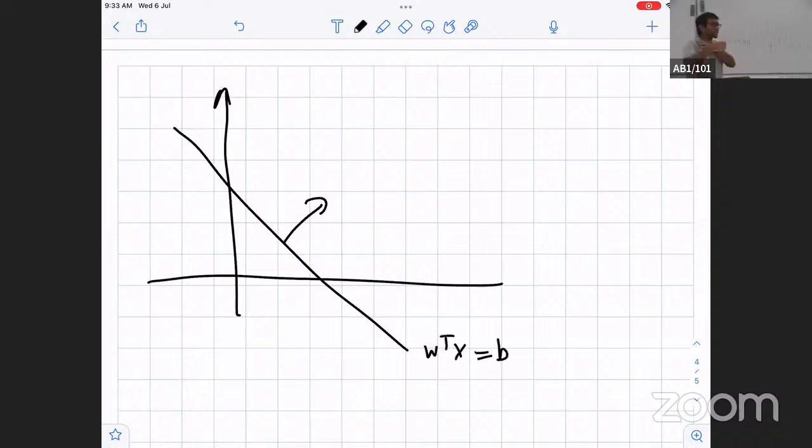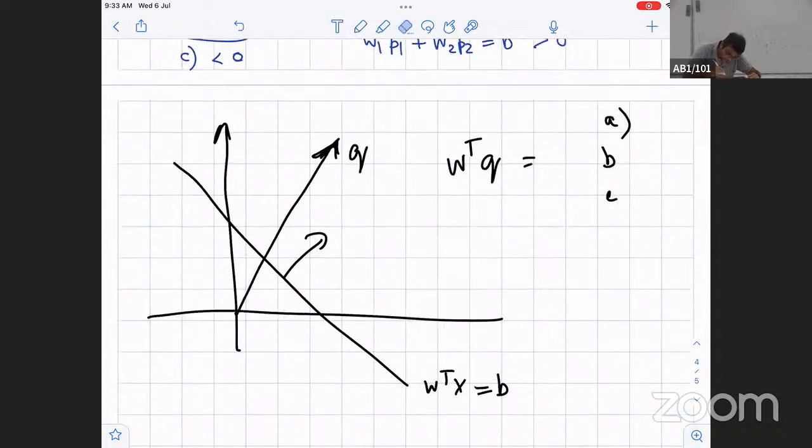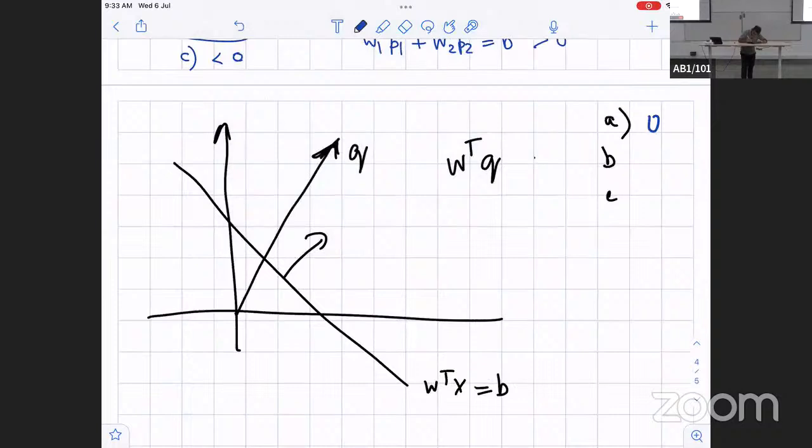Now if you take any vector on the other side, suppose this vector is some Q. Is W transpose Q greater than b? Again, the question is: what is the relation here? Is it equal to b, or less than b, or greater than b?